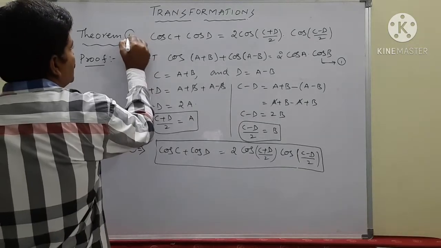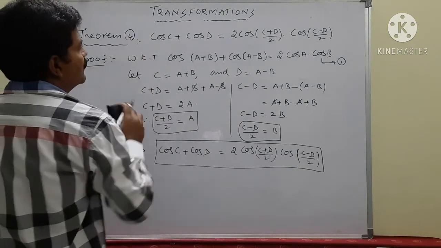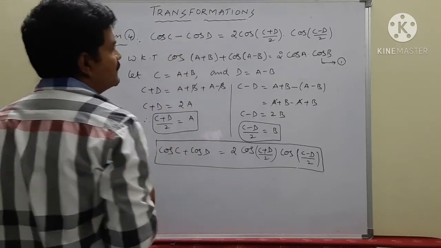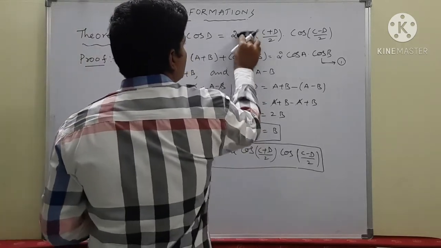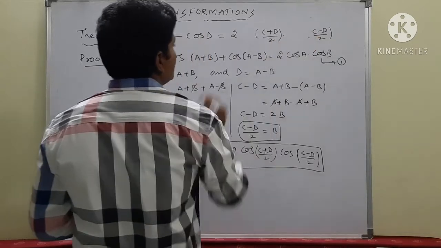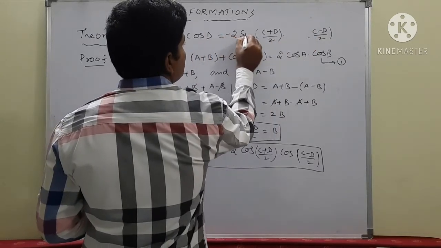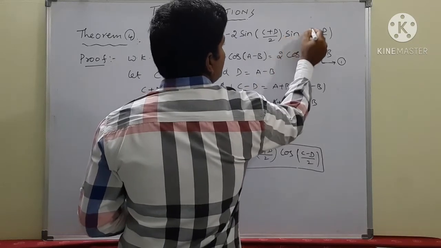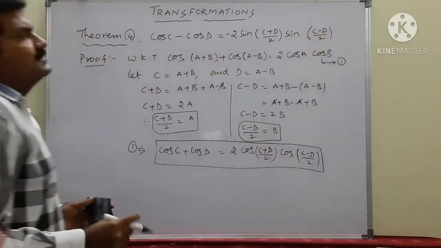So coming to theorem number 4, this time cos c minus cos d is equal to minus 2 sin (c plus d) by 2 into sin (c minus d) by 2.